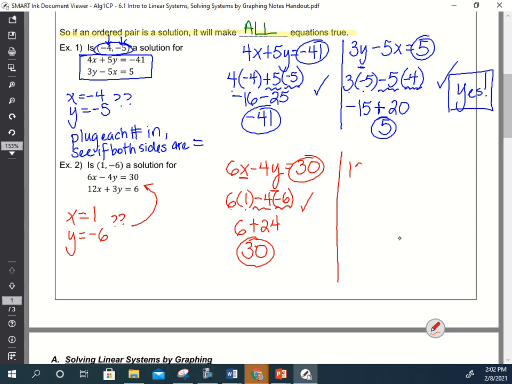So now we do the second equation. So 12 times 1 plus 3 times negative 6, and we have to get an answer of 6. What's 12 times 1? Well, that should be simple. Anything times 1 is itself. Positive 3 times negative 6.